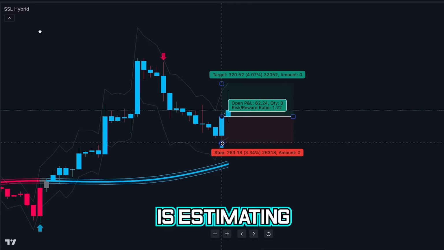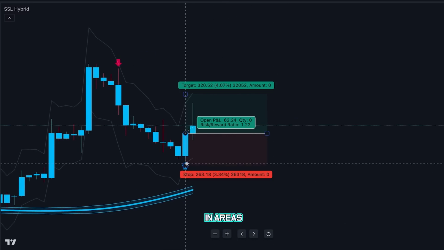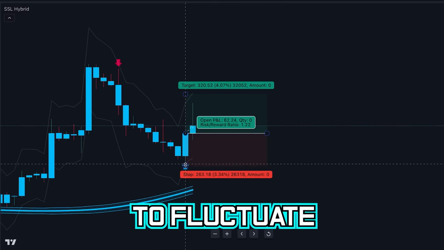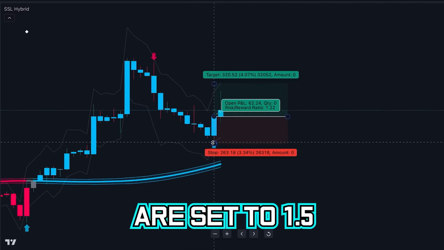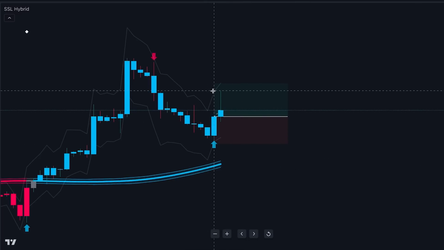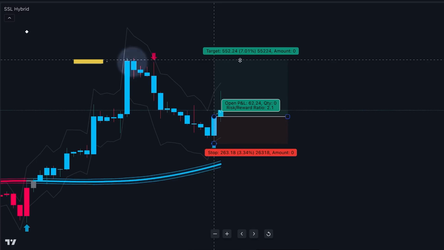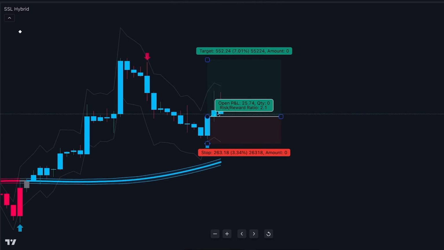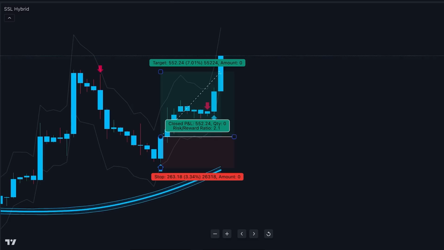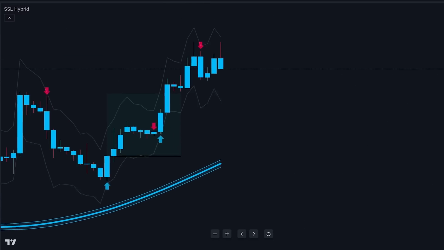Remember that this band is estimating the volatility of the market, preventing us from placing stops in areas the market is likely to fluctuate within, and our bands are set to 1.5 times market volatility. Now that we have a stop loss, we can target the high that we established as our first target. And once price gets to the swing point, we can exit our trades or move our stops to break even or allow the trade to run to other targets.